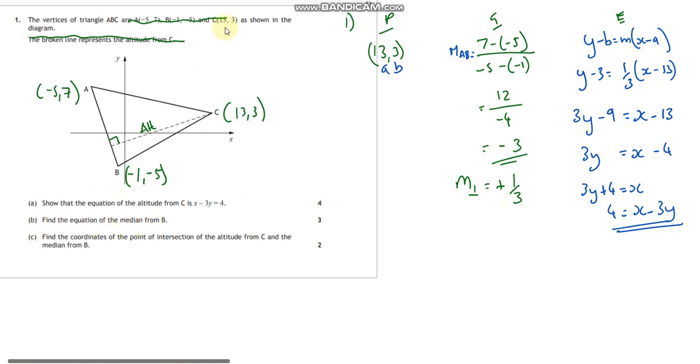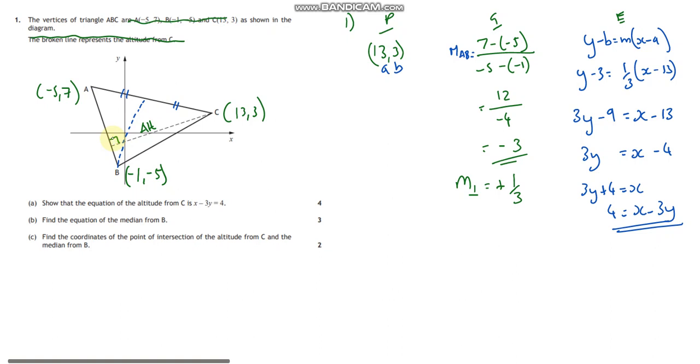Find the equation of the median from B. So again, I'll just draw this out. Really take your time with these because the minute you rush, it's when you're going to make a wee mistake. So it doesn't really look like a median, but just assume that's a median. More like a curved line, but the point is it cuts that in half, and that's my line there.